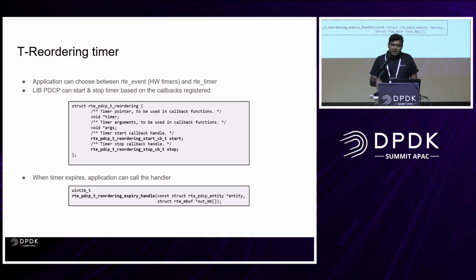But the actual timer expiry, when it happens, will be received either via an RT event or RT timer, right? So that event will reach the application. Then the application has to call this API, RT-PDCP T reordering expiry handle, so that the processing that is required for such cases will be completely done.